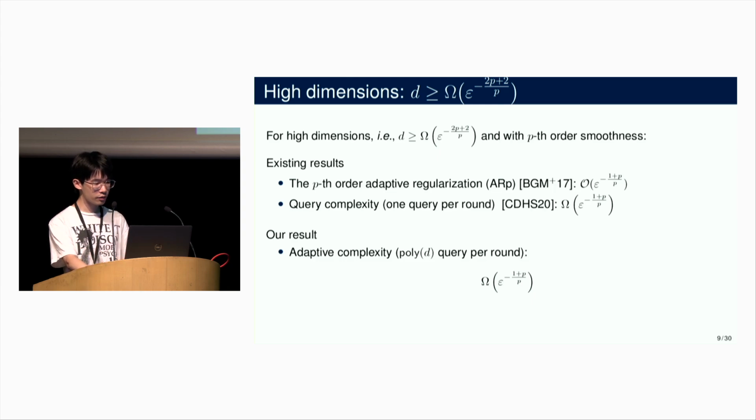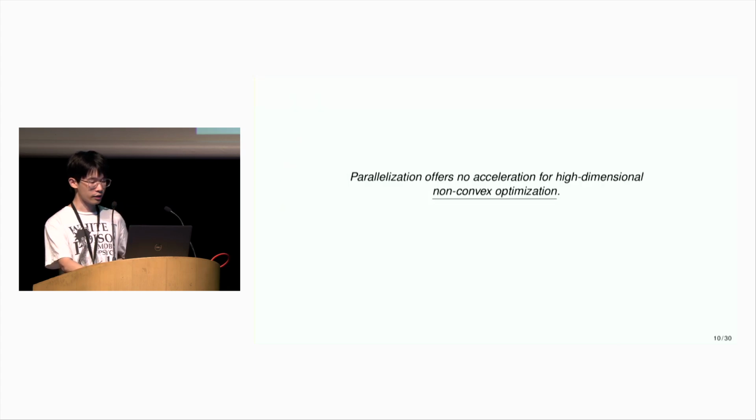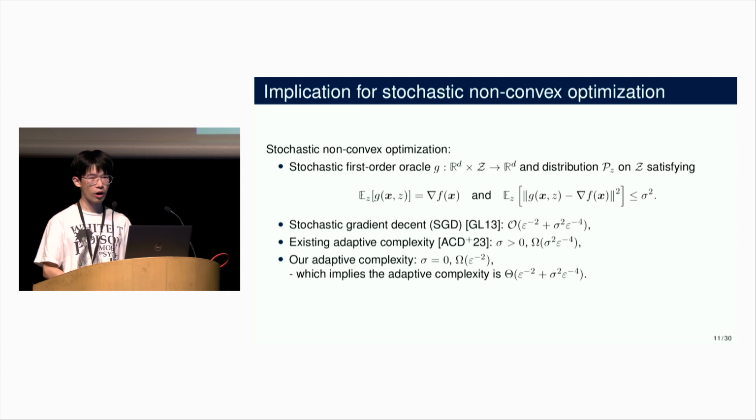And in our results, we show that even with parallel polynomial-in-D queries per round, ARP, including gradient descent and Newton's method, are adaptive optimal. And we give a slogan like this: parallel offers no acceleration for high dimension non-convex optimization. Also, our results can be viewed as a stochastic case with the variance sigma as 0.